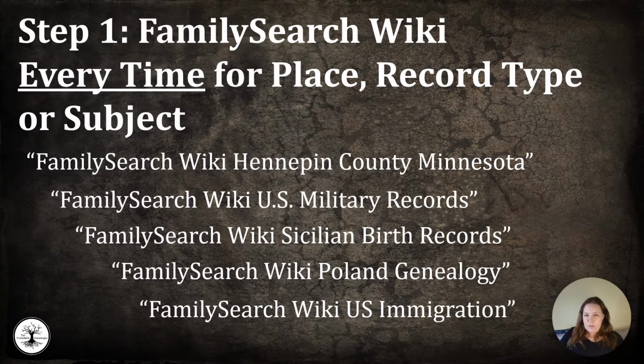For US-based research, I recommend you always start with county and state. The easiest way to find any subject on the Family Search Wiki is to just Google it. So I would just Google Family Search Wiki, Hennepin County, Minnesota, and it's going to take you straight to that site. Or maybe you're looking for military records. You can just Google exactly that. Or maybe records in Sicily, maybe Polish online genealogy, all these different topics, and that's going to be your best bet when you are researching any new location.